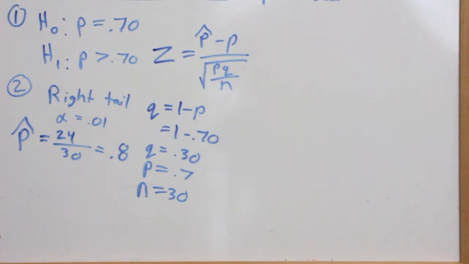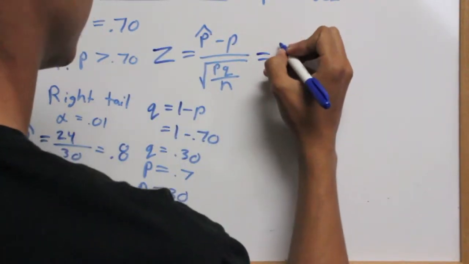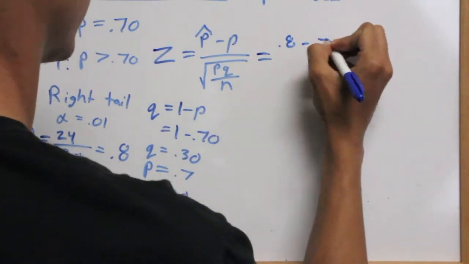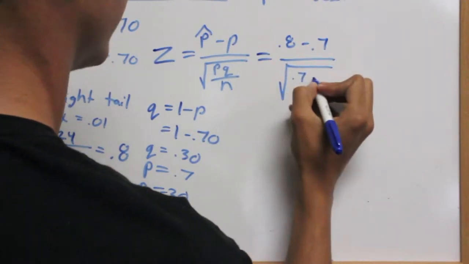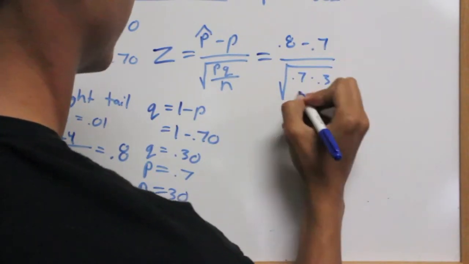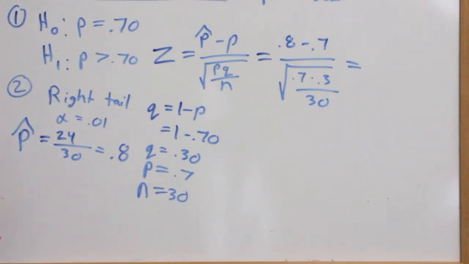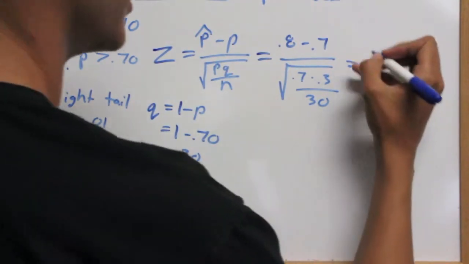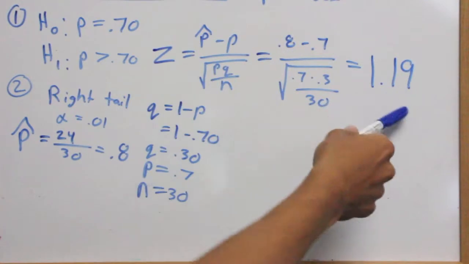Alright, so now that we know everything, we're just going to plug it in. So that's 0.8 minus 0.7, over the square root of 0.7 times 0.3 over 30. And in the end, after you do it all out in your calculator, you're going to get 1.19. And that is your test statistic.